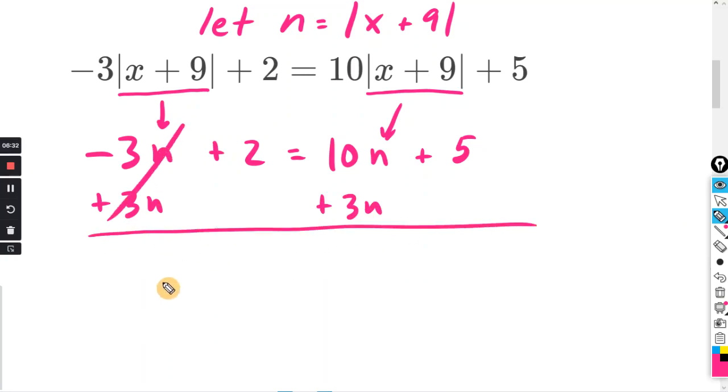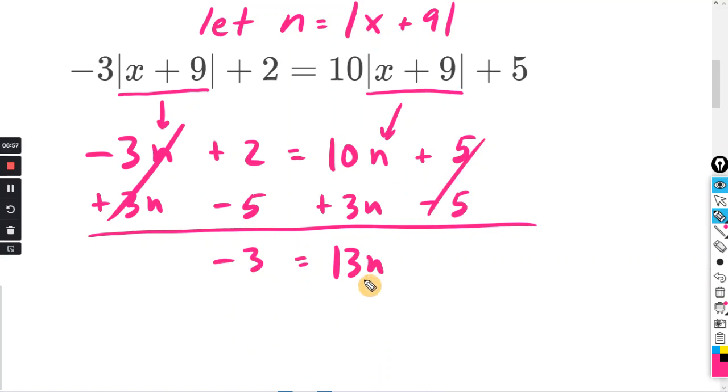Cancels here. And since I have the letters here, let me finish this. Bring down the equal sign. 10 plus 3 is 13n. Okay, since I have the variable here, I want to get the constant term to the other side. Opposite of plus 5 is minus 5. Cancels here. 2 minus 5 is negative 3.